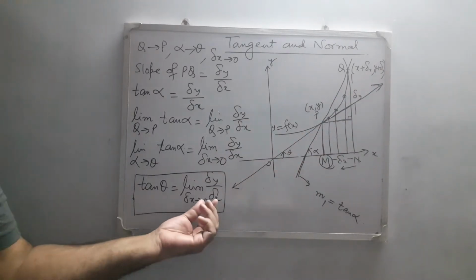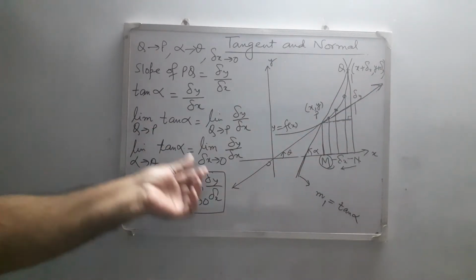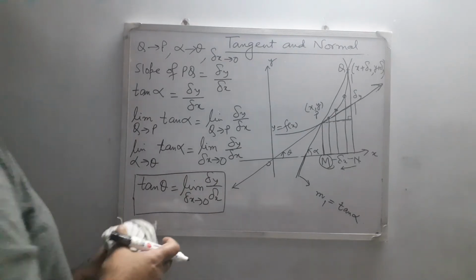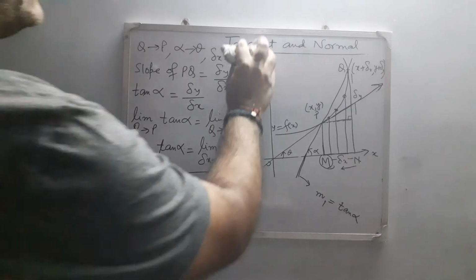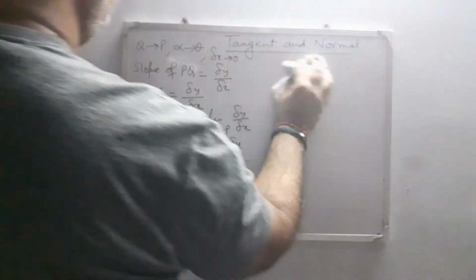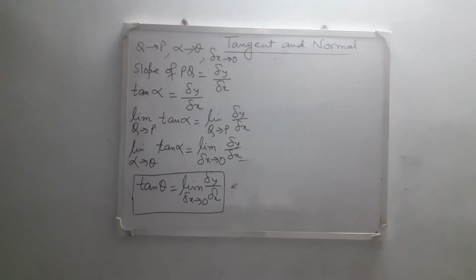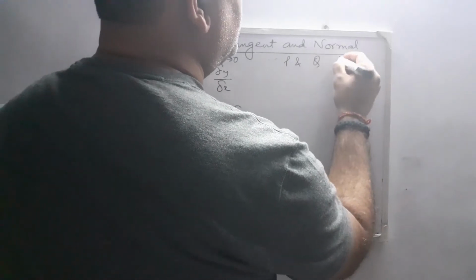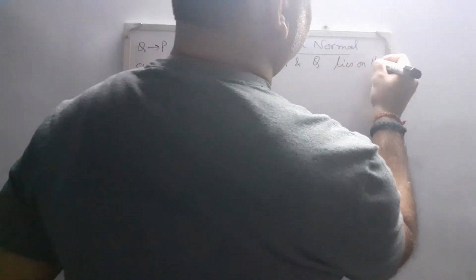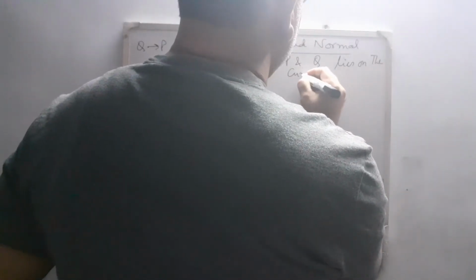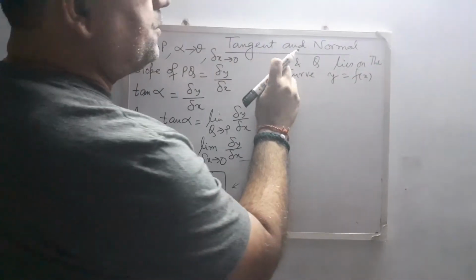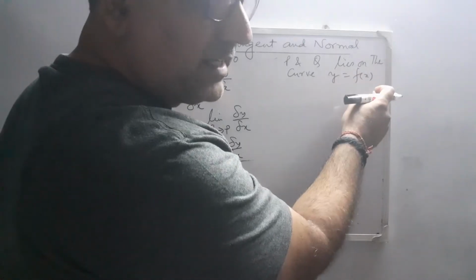Now let us define this limit. Limit delta x tends to 0, delta y by delta x. What does it stand for? So for that we have to omit this part. Now you see here we have P and Q lie on the curve. On the curve. So curve y is equal to f of x. So here for P, x and y must satisfy the coordinates.